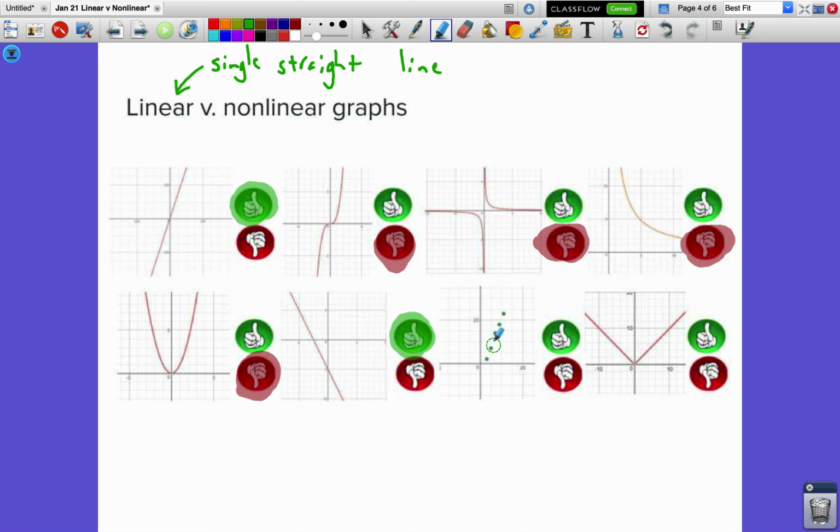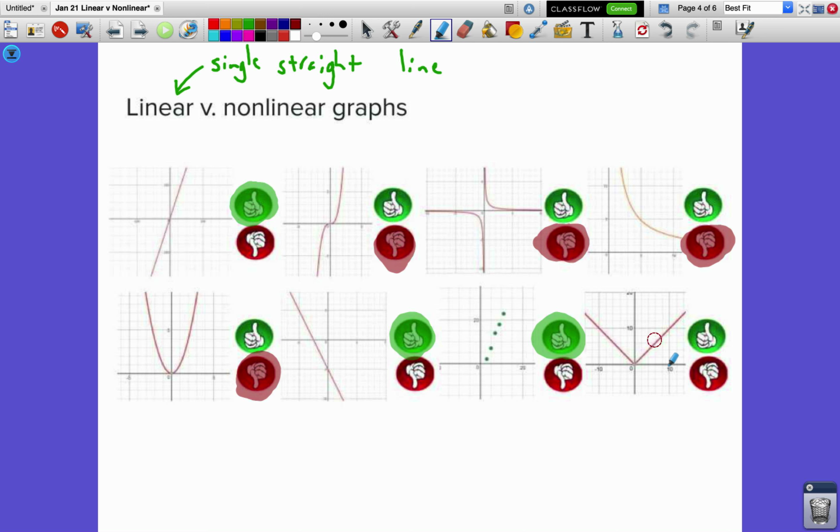Now you might say, well, it doesn't look like it's a perfect line, but we'll pretend that that's a perfect line. So you don't have to have all the dots. But what about this last one? It's V-shaped. I'll embed a question here. What do you think? Is this one linear or nonlinear?